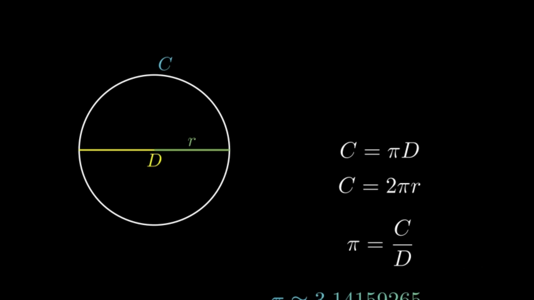Pi appears in countless mathematical formulas beyond just circle measurements. It shows up in probability, statistics, physics, and even in the mathematics of music and art. This single constant connects seemingly unrelated areas of mathematics and science. The relationship between a circle's circumference and its diameter gives us one of mathematics' most important constants. Pi's unique properties and universal presence make it not just useful, but truly fascinating.